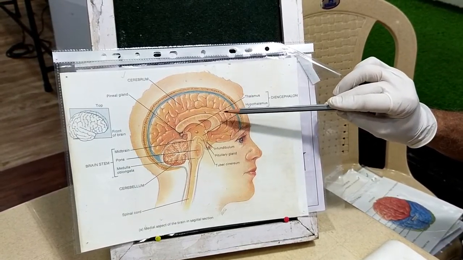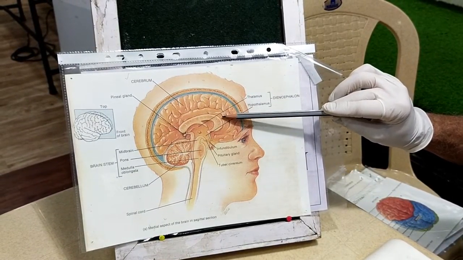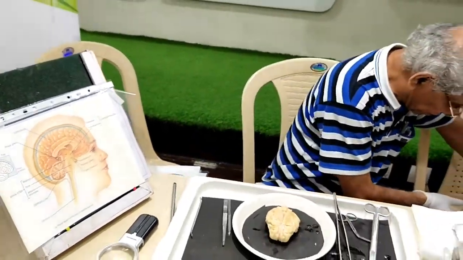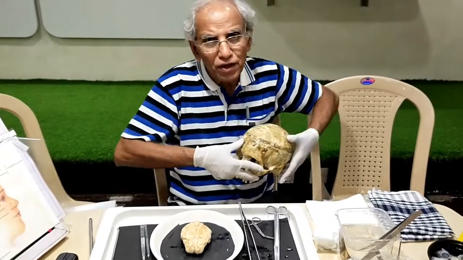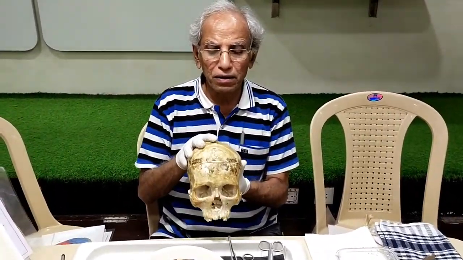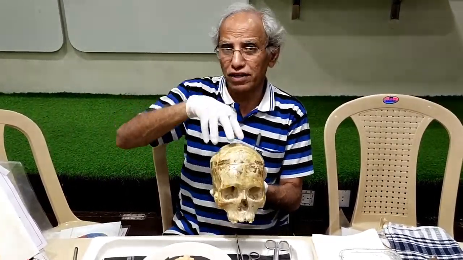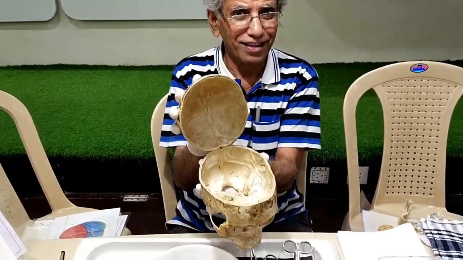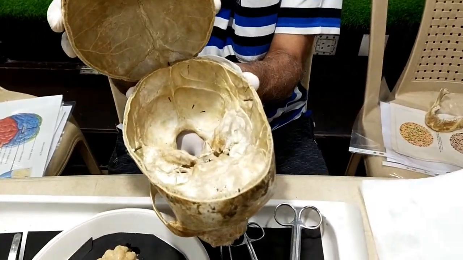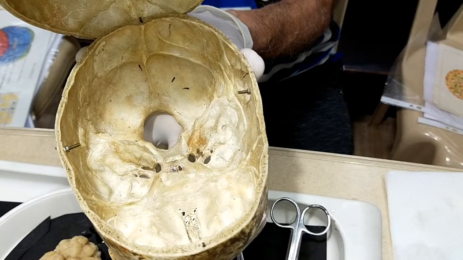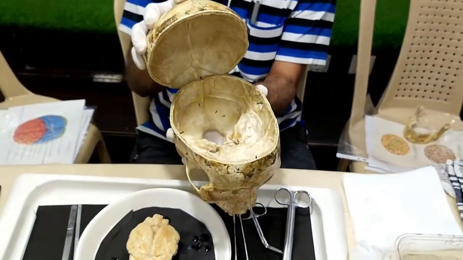I think it will be good if we once again have a look at the skull. I'll show you the skull. So here is the human skull, you are aware, and the cranium is the brain box here. I just open the cranium and it's empty now. It's empty because the brain was taken away long back when the skeleton was being made.